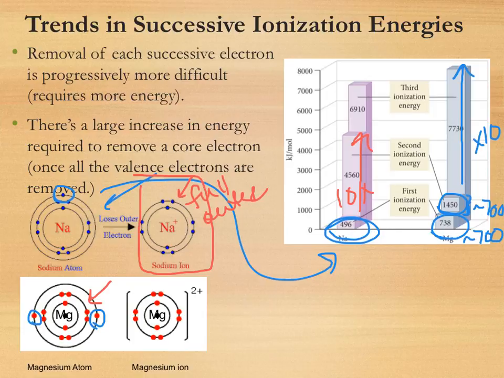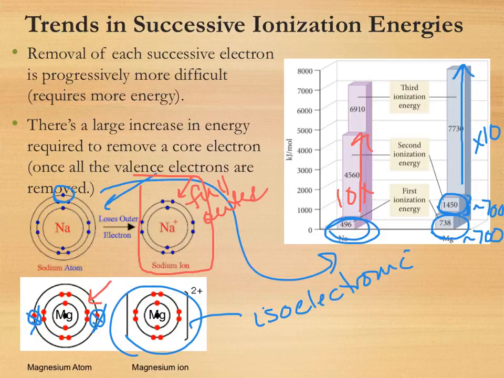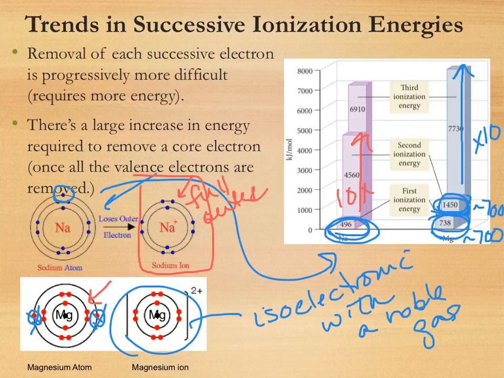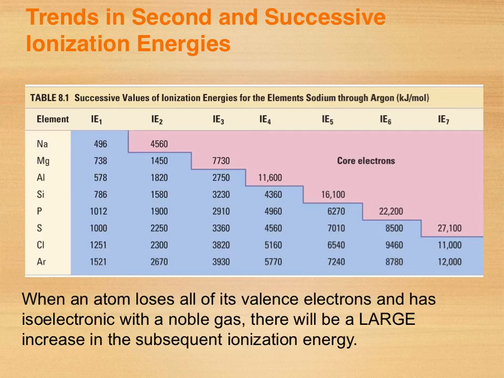And again, that is because after removing two electrons, magnesium is now isoelectronic. I'll use big words here. Isoelectronic with a noble gas, which means it has a full outer shell, 8 valence electrons, very stable, and it's not about ready to give up another. So you'll see this type of trend. Low energy is required to remove valence electrons. As soon as all the valence electrons are gone, there'll be a huge jump. And that's one good way to identify what type of element you're dealing with.